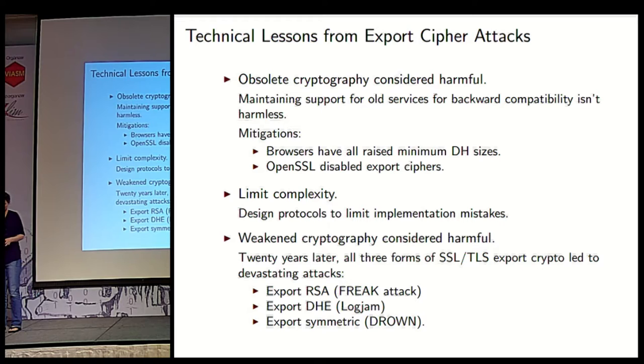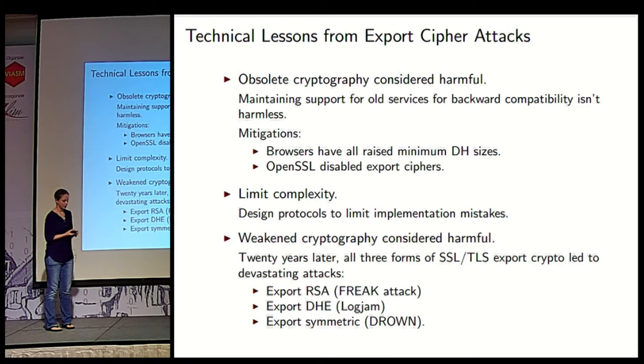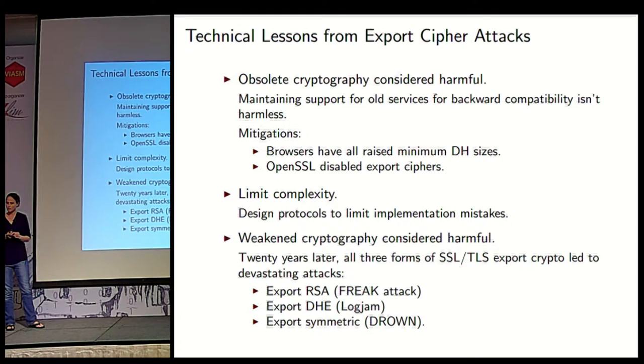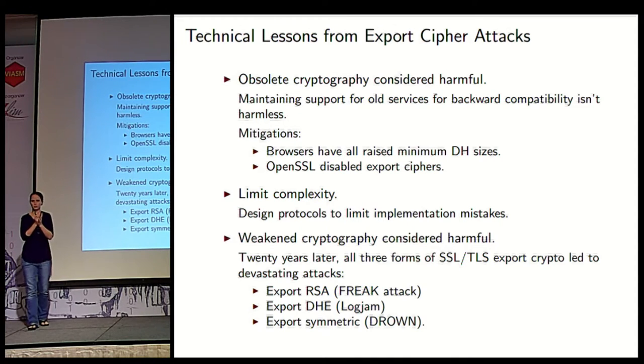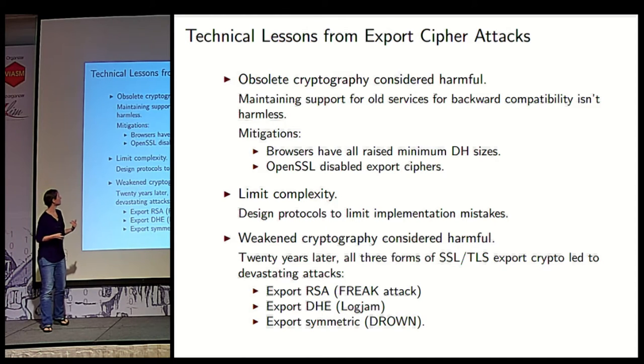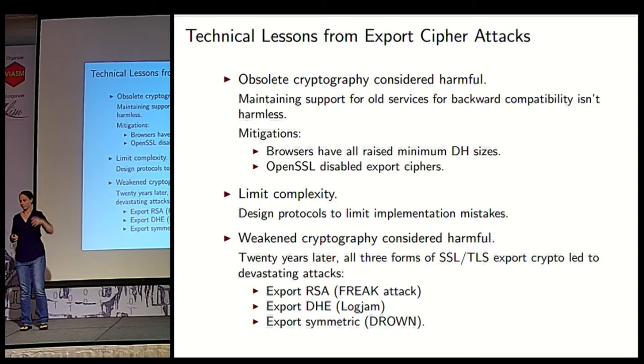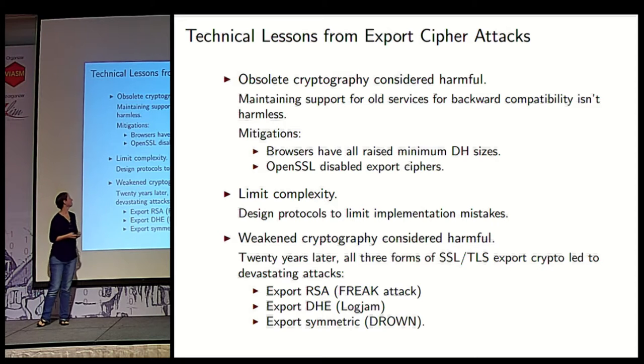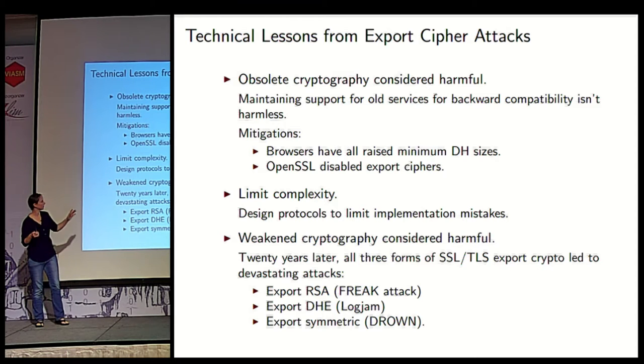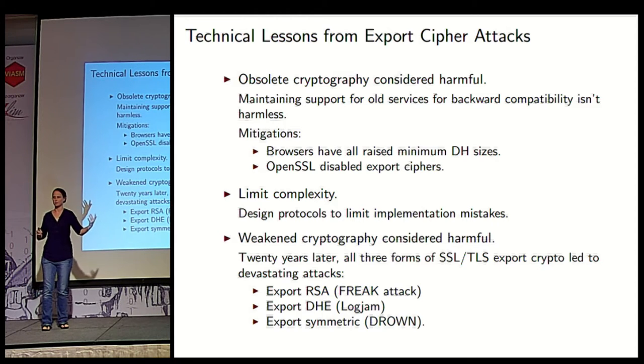So, some lessons from the export cipher downgrade attacks. The big one is that obsolete cryptography should be considered harmful. It's not just bad for people who might choose to use it, it's bad for everybody. We should be proactively removing bad options. In response to the export attacks, browsers have all raised minimum Diffie-Hellman sizes and proactively disabled export ciphers, so we're making progress, but it was too bad that we had to demonstrate concrete attacks in order for these changes to be made.